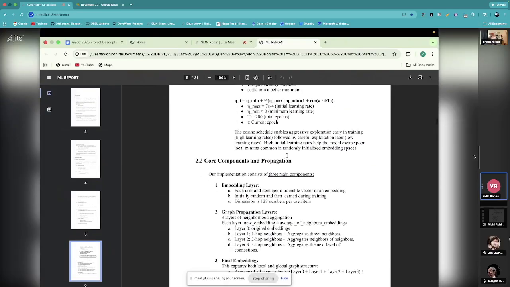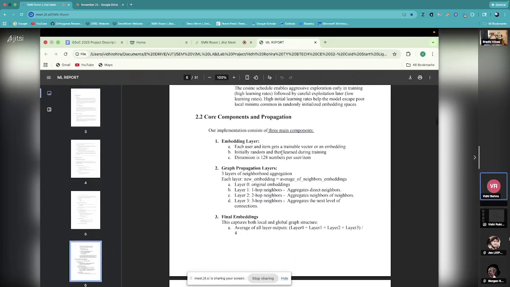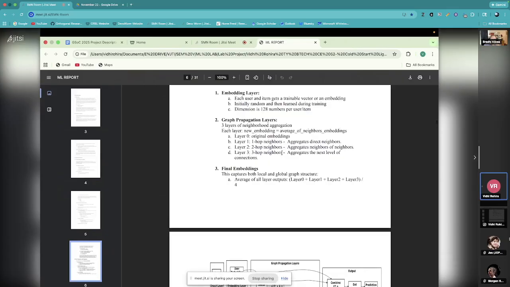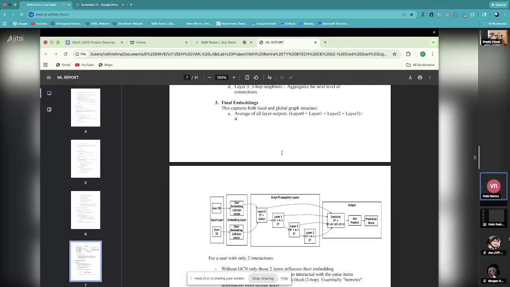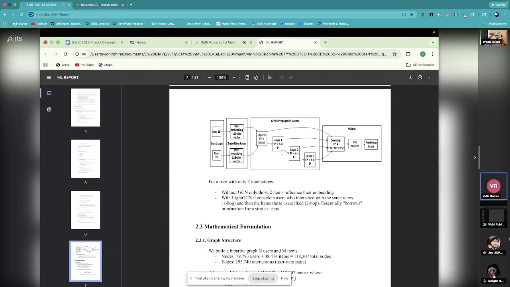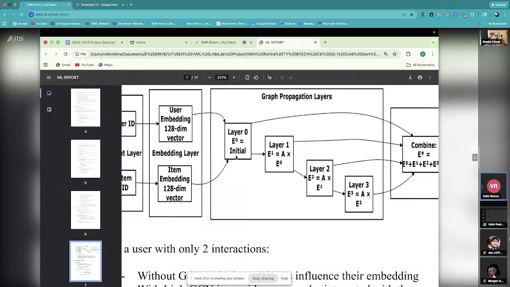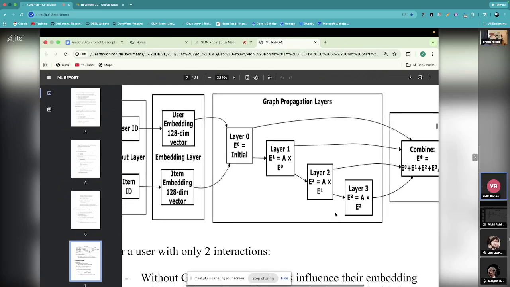And then we had just a few more equations, and then we trained it for 200 epochs. So our graph had 3 layers because that was the optimal thing that we found in other papers. And yeah, this is just explaining how the layers are. Layer 0 is the initial layer, and then the 3 layers and how it works.